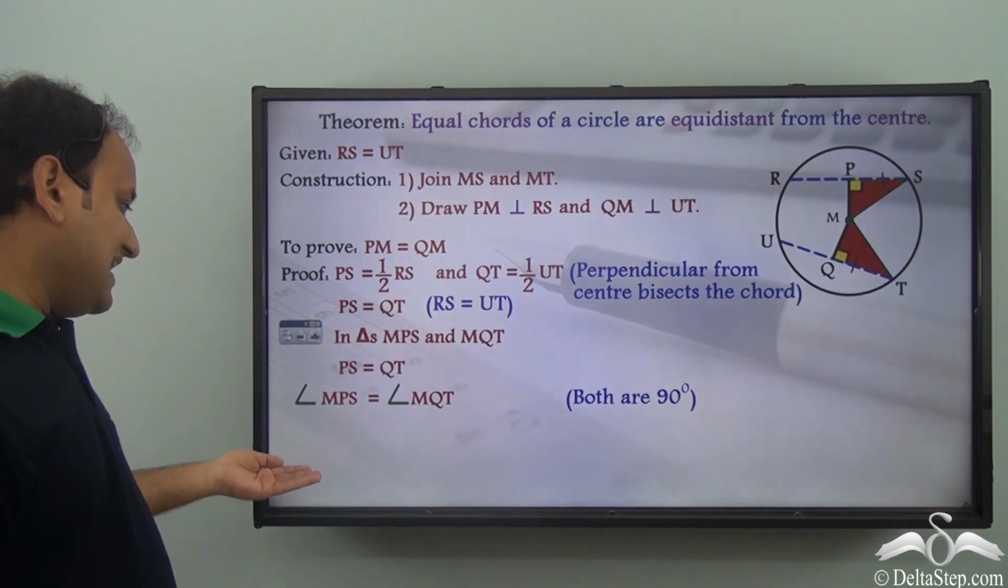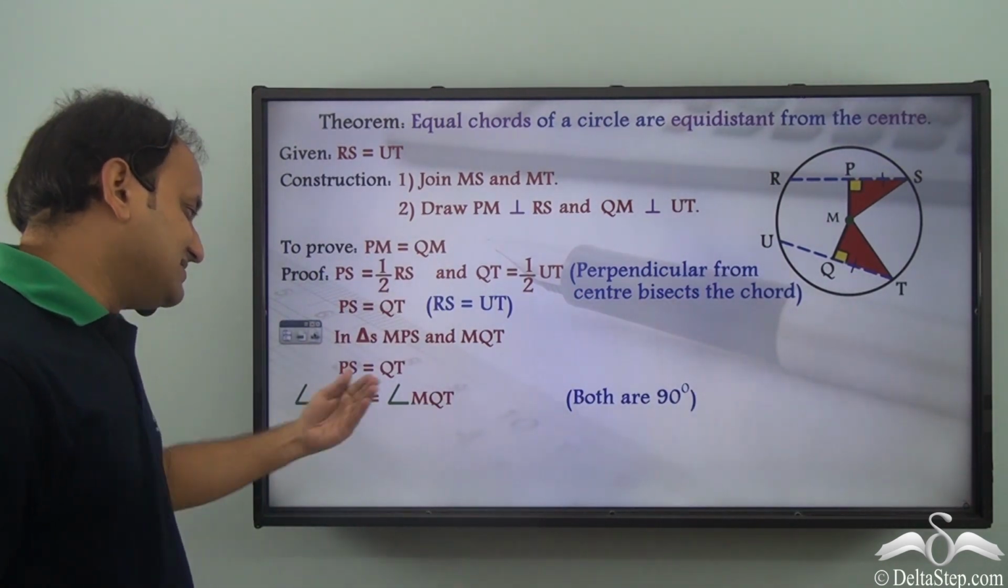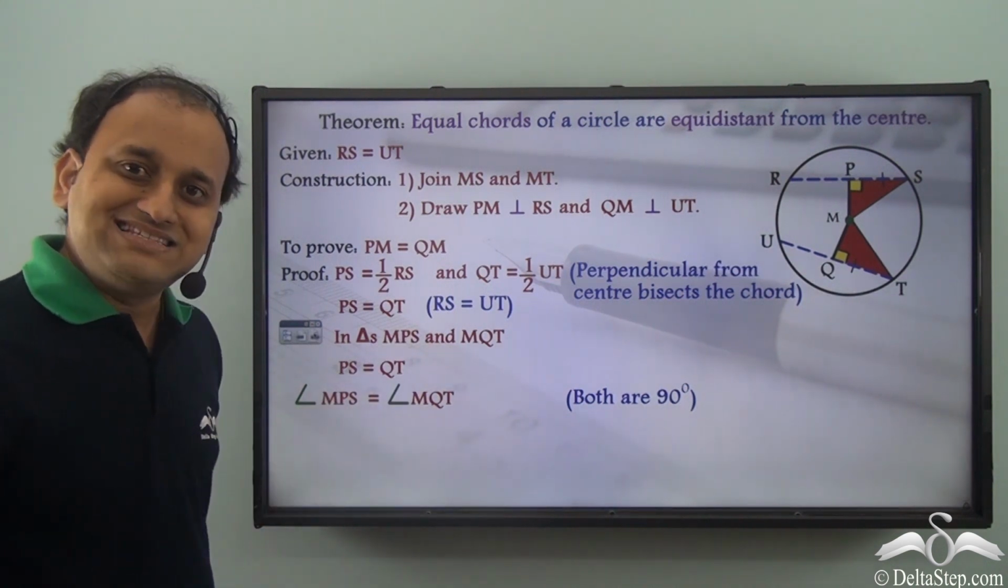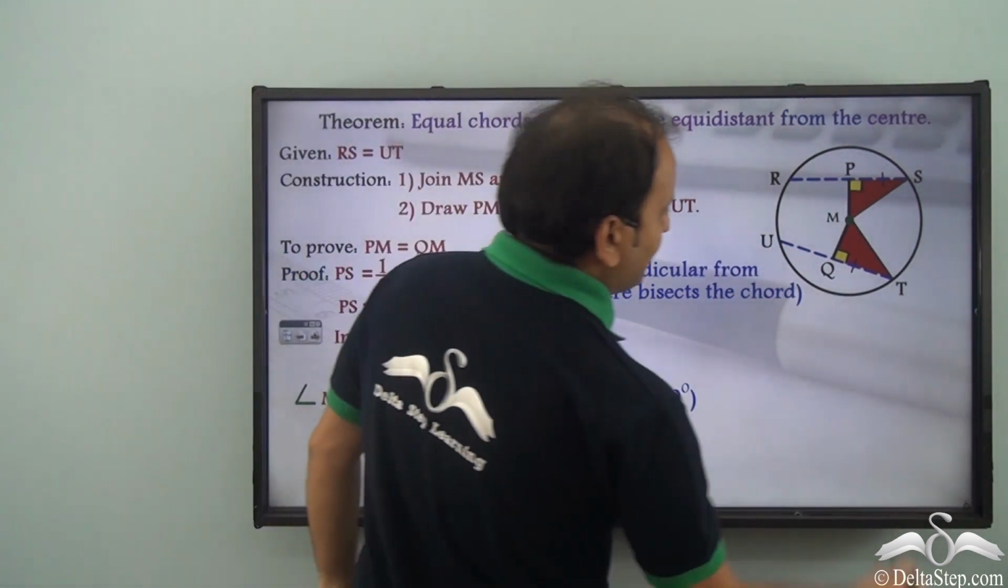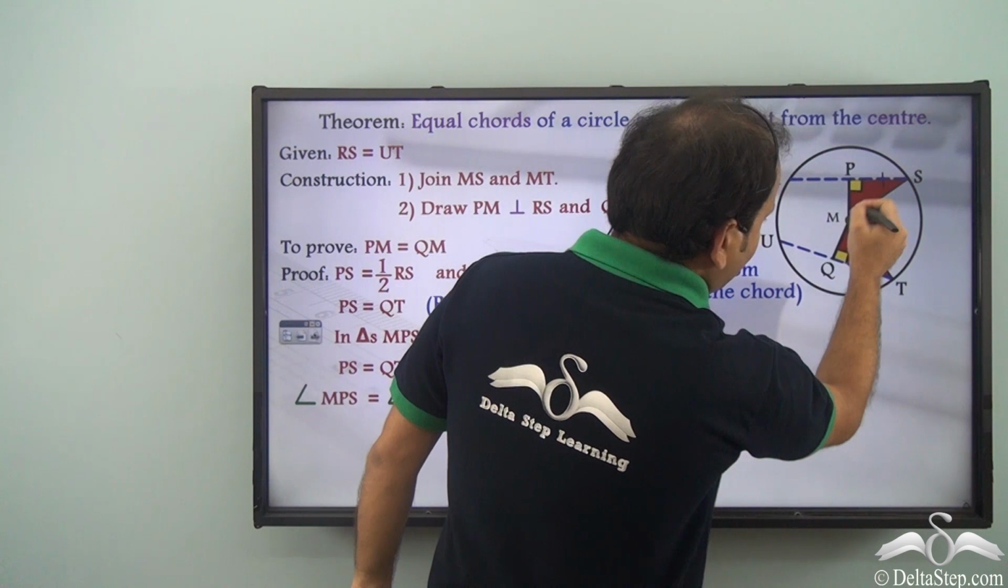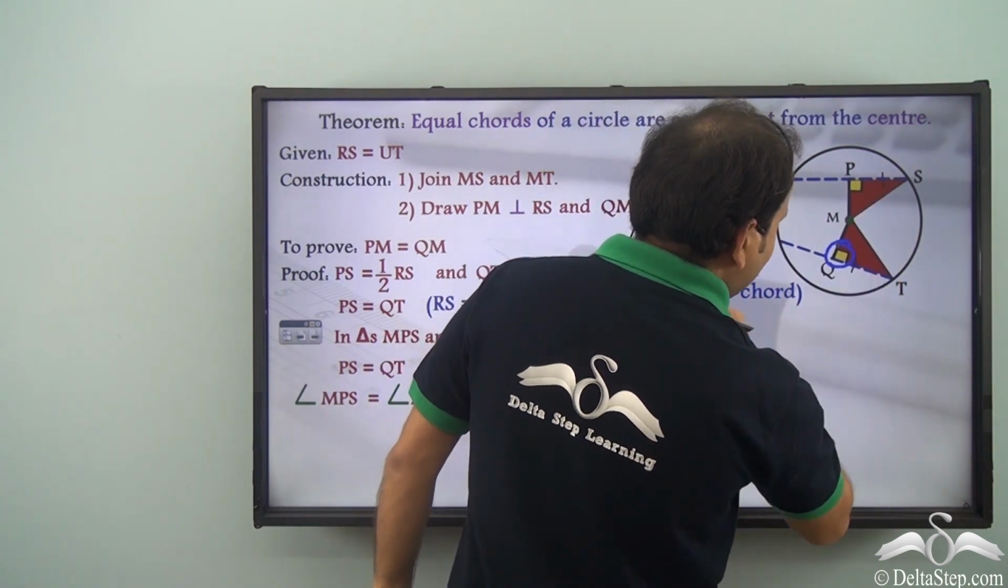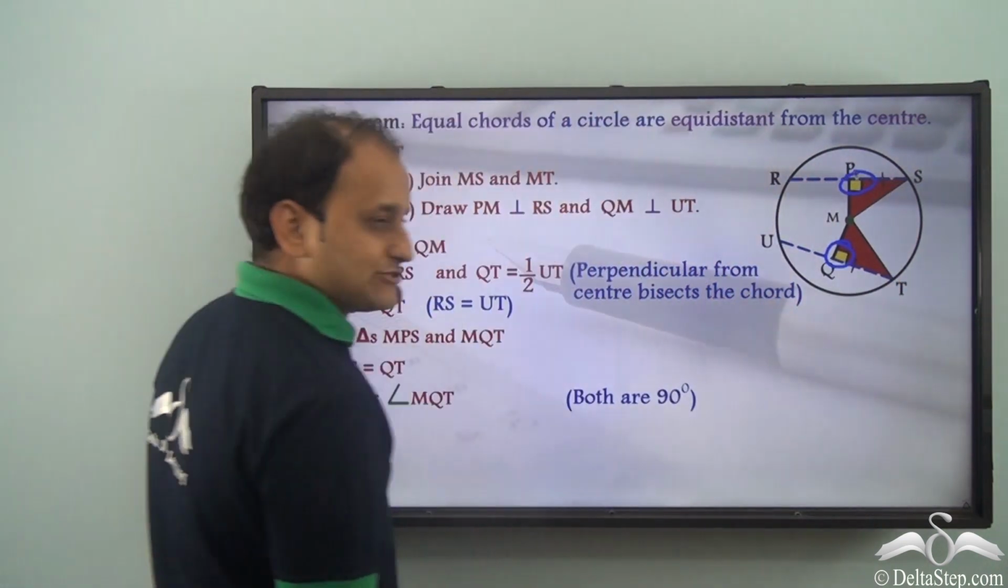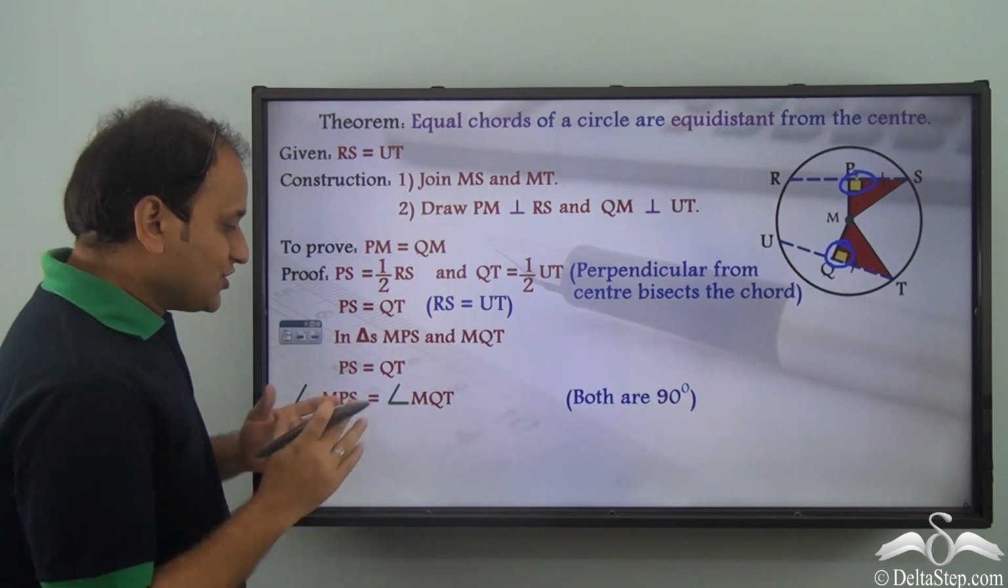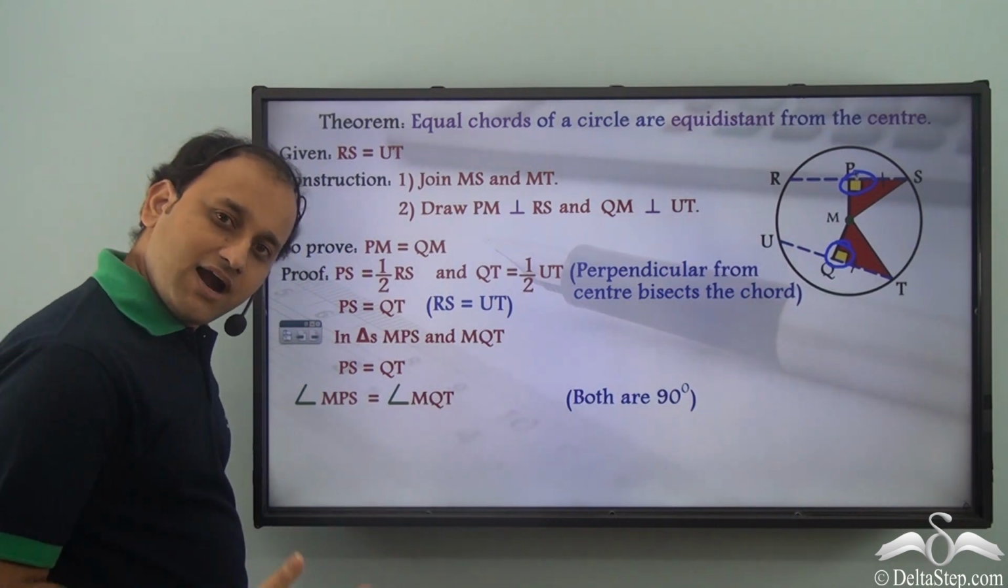Next, we can say that angle MPS is equal to angle MQT. Why do we say so? Because we have dropped perpendiculars here. It means that this is 90 degrees and this is also 90 degrees. So these two angles are equal.